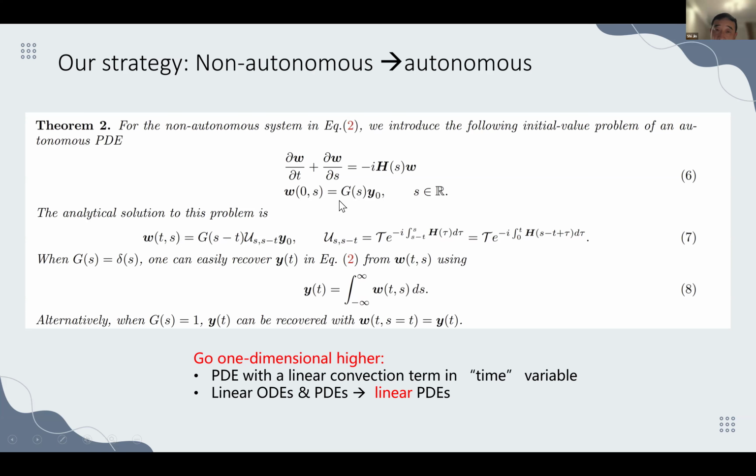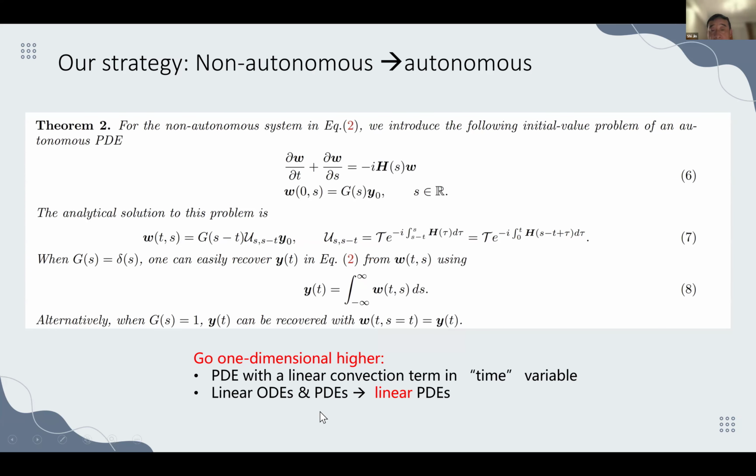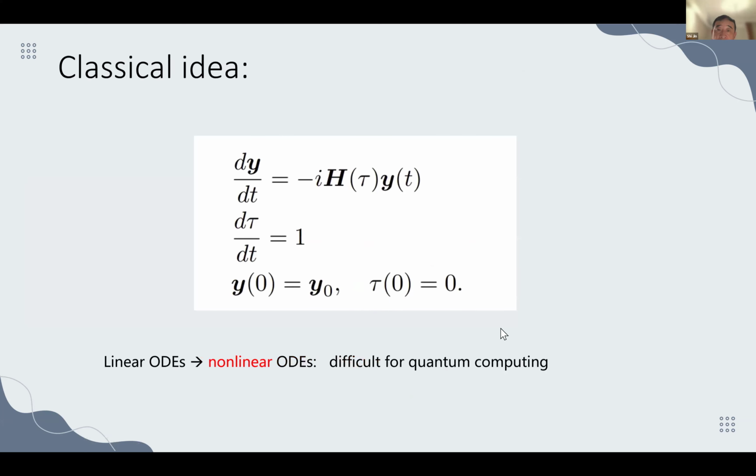This works for both ODEs and PDEs. So H can be any linear operator; it can be a differential operator. The story is that it goes one dimension higher, and we get a linear PDE with a convection term in the so-called pseudo time variable. What's good about this is that if you start with a linear ODE or PDE, this W equation is still linear.